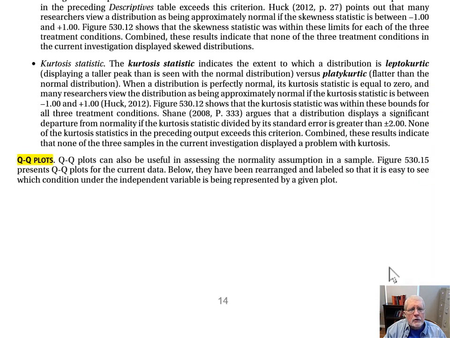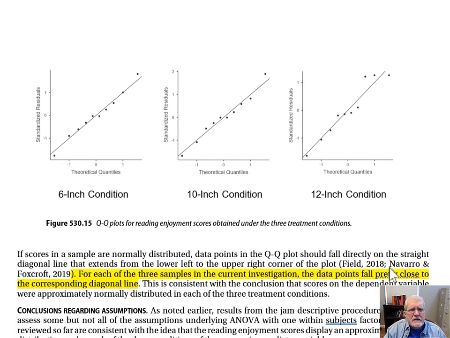We continue. Page 15, we have QQ plots. You'll recall that with the QQ plot, if the distribution is perfectly normally distributed, then all of the dots should fall exactly on the straight diagonal line that runs diagonally through the figure. These dots are pretty darn close to that diagonal line, so there's no obvious problems, no obvious departures from the normal distribution when we look at people that produce scores under the 6-inch condition.